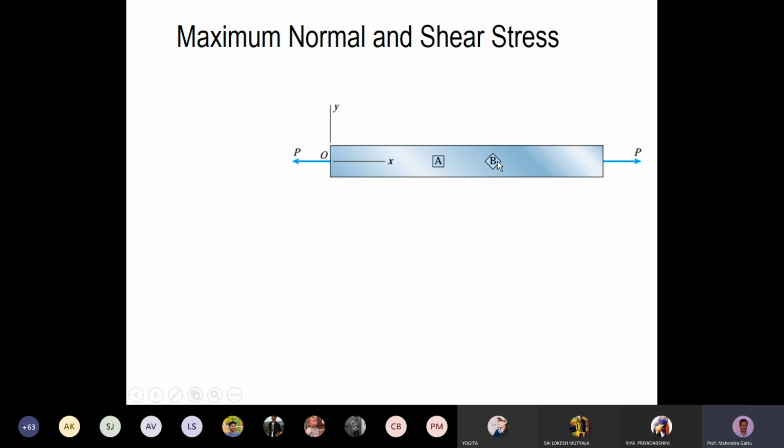And stress element B is such that these four faces have normals along 45 degree. The normal to this face is along 45 degree. This normal is along 135 degree. It's making 135 degree with the x-axis, and this normal is making minus 45 degree with the x-axis, and this normal is making actually 225 degree with the x-axis. So let's look at this first case where the normals are along either the x-axis or y-axis, positive or negative direction.